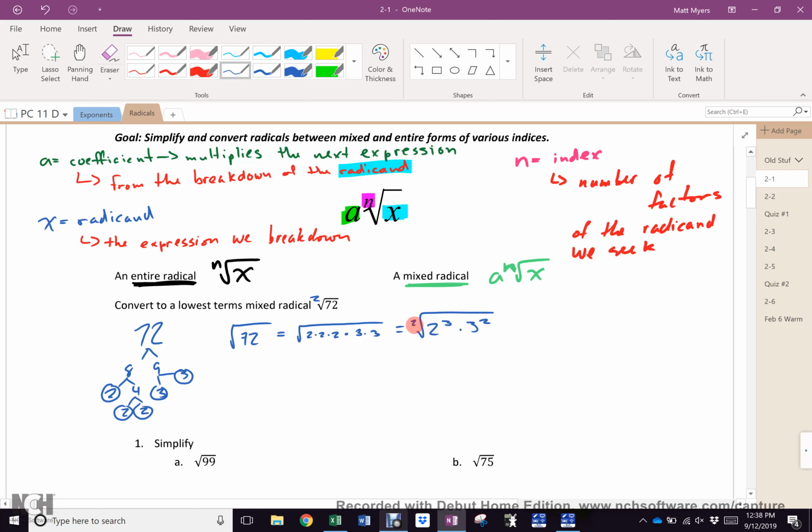And since that little 2 is telling me I want my number of factors to be 2s, I have three 2s there, which means I can take out one group of 2. And what did I leave there? A single 2, because there were three. I can take out one group of threes. Did I leave anything there? No. So now these are both moved to the front. They are coefficients because I brought them out from breaking down the radicand. Since they're coefficients, they multiply and I get 6√2. Right? All of you know that. All of you can do that.